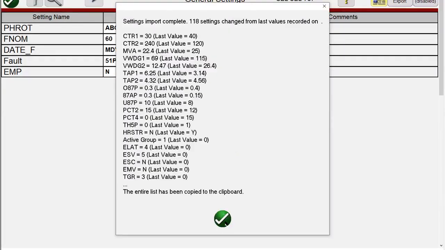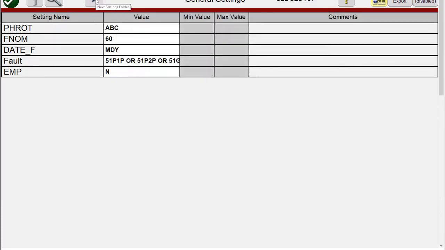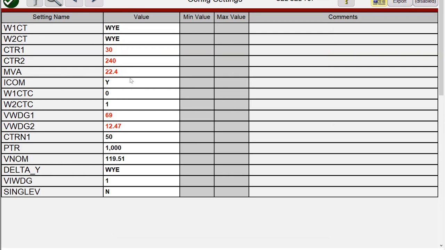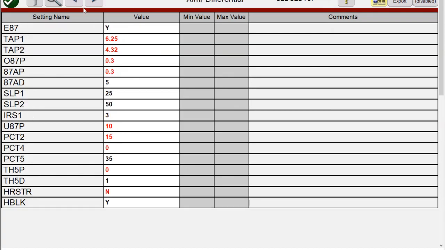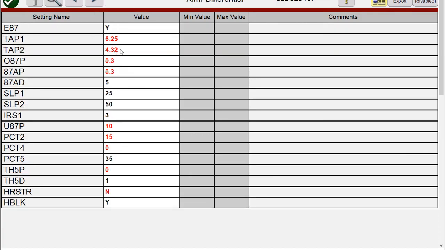Here we go. We have all the settings that were imported. It also shows what were the settings that were changed from the last time, right? So we'll go and take a look at these settings here. If you look here, some of the settings are shown in red because they were updated from the last time that were present in the template. And if I look at my CT connection, it's a YY, and here are my tap information, my slope 1 and slope 2, and all that good information.